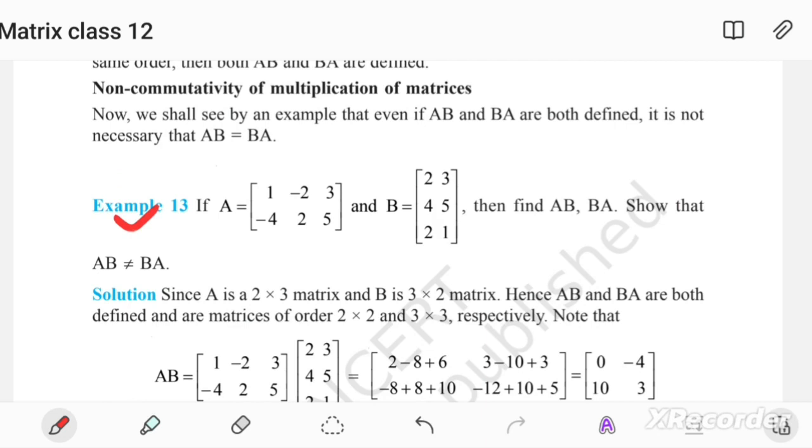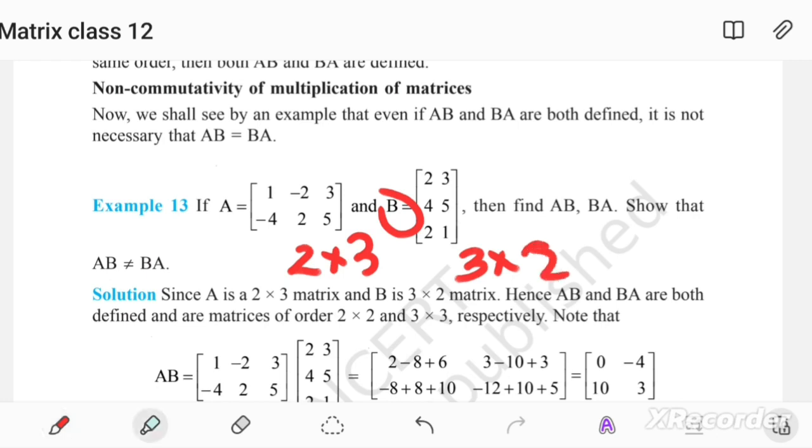Let's see. We are given the A matrix. Let's first check the order. What is the order? 2 by 3. The B matrix is given. What is the order? 3 by 2. Now see, the number of columns in A is equal to the number of rows in B. Therefore AB is defined.